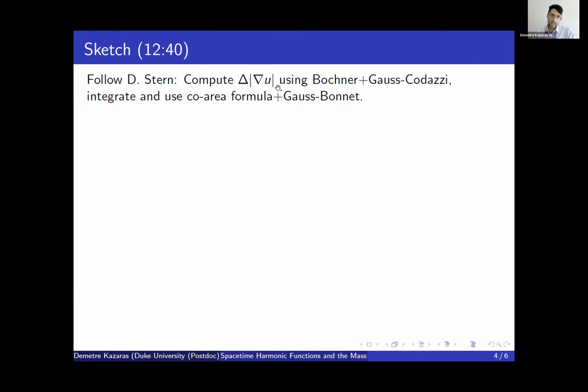If there was a square here, if I was looking at the Laplacian of the norm of the gradient squared, then there's a Bochner formula that says this Laplacian is equal to the norm of the Hessian plus the Ricci curvature in the direction of the gradient of u. But if you do this with a slightly different power, namely one instead of two, something interesting happens. In the Bochner formula, this is a very rough sketch, but you have the Ricci curvature in the direction of the gradient of u.